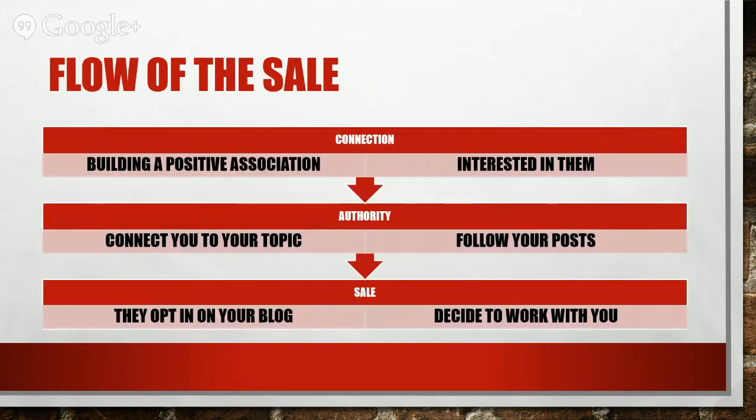So the flow of the sales, and this is important, it's just to understand how someone goes from being on Facebook to being a sale for you. So there's 3 stages. The first stage is the connection stage, where your entire purpose is building a positive association. You'll be at different stages with different people, but it's important to know that each person that gets to know you will go through this same flow. So first there's the stage where they're building a positive association to you and your picture.